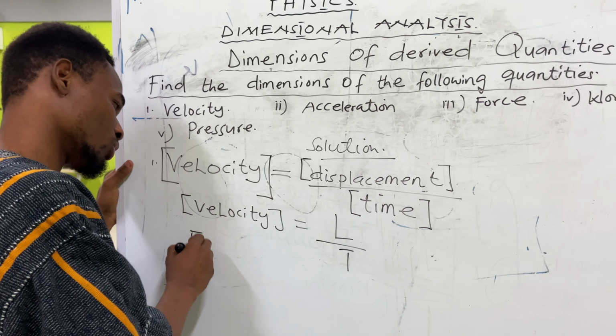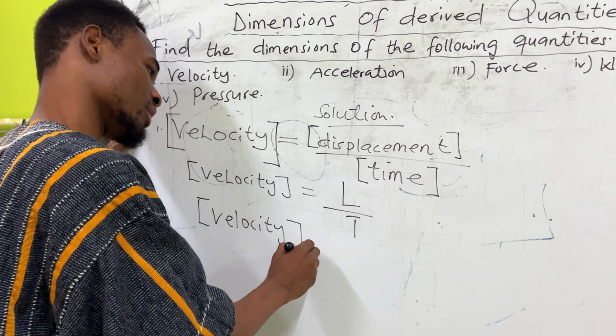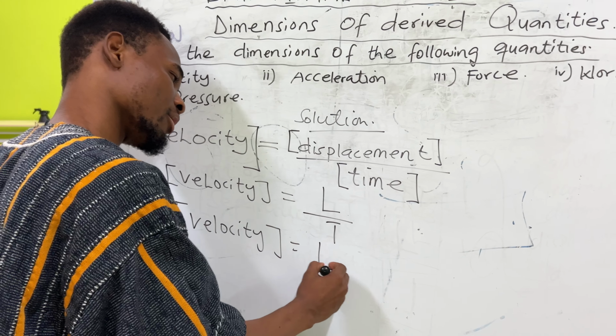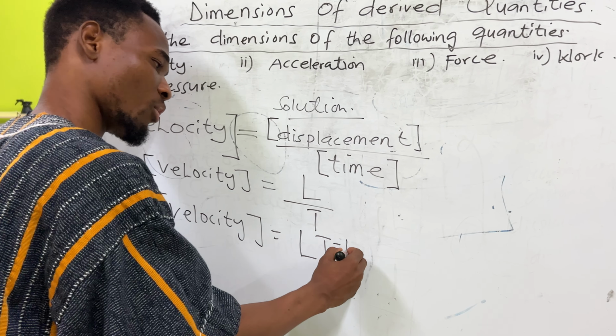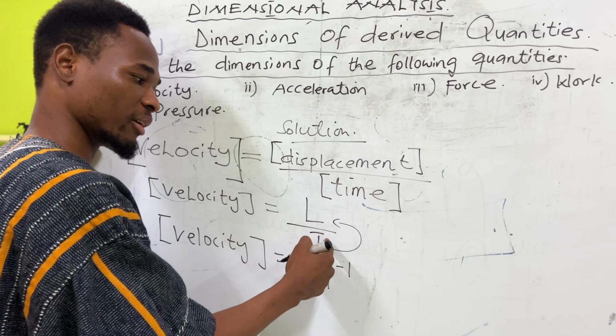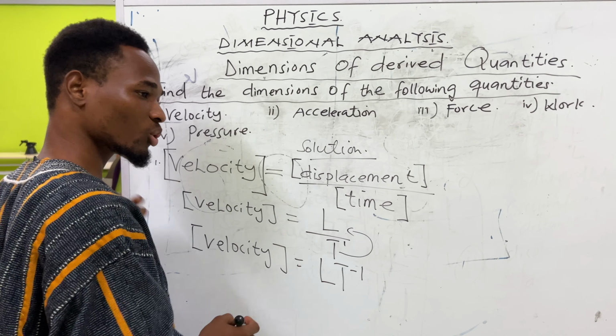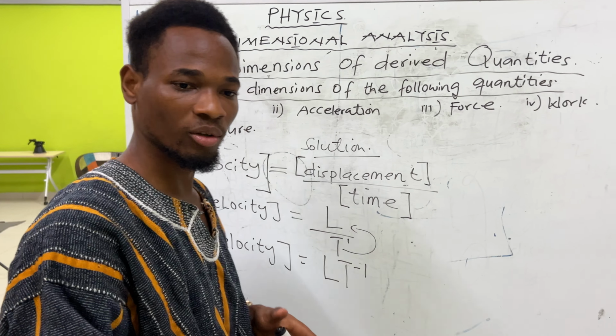And according to the law of indices, this will be L T to the power -1. Because I have my L here, when I transpose the T over here, the exponent will be negated. So this is the first part of the question.